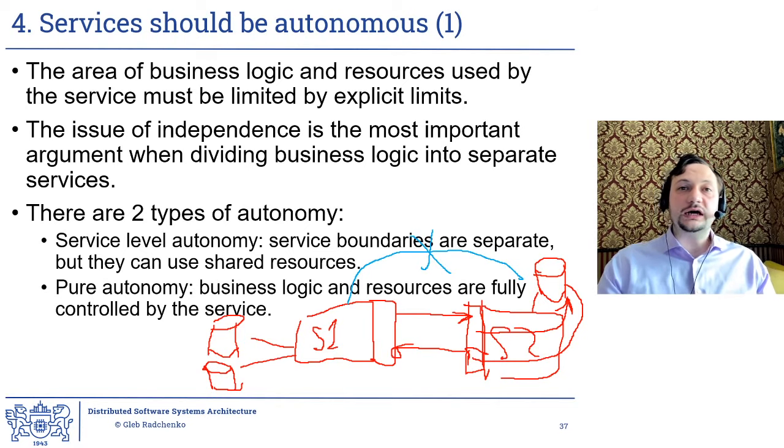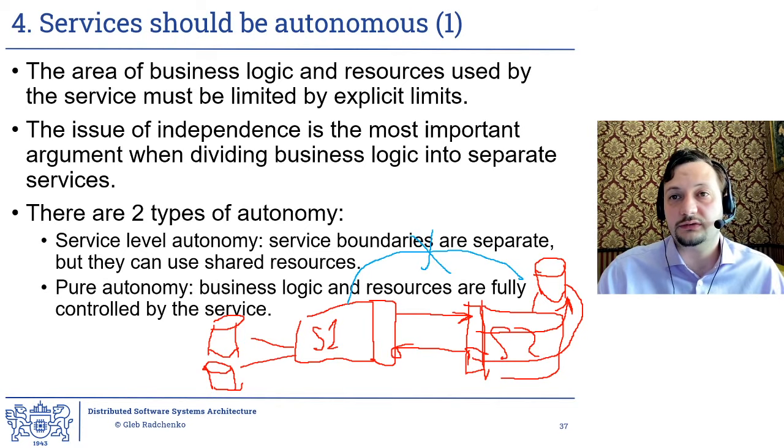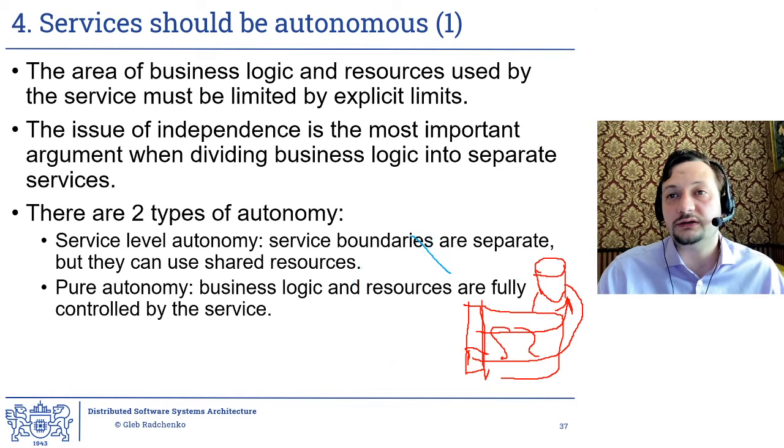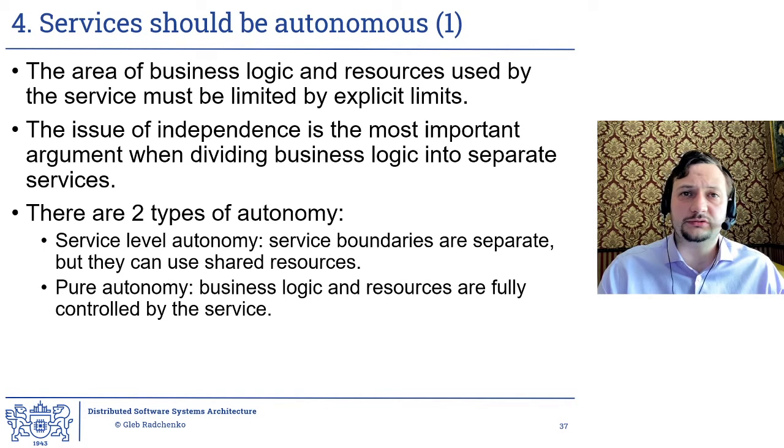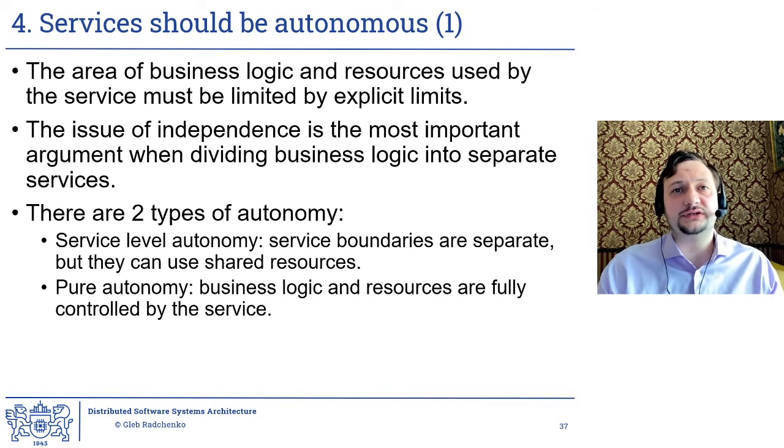There are two types of autonomy that we can implement. The first one is weak autonomy. It is service level autonomy. Service boundaries are separate, but they can use shared resources. Do not use this type of autonomy because it is very easy to break the system then.